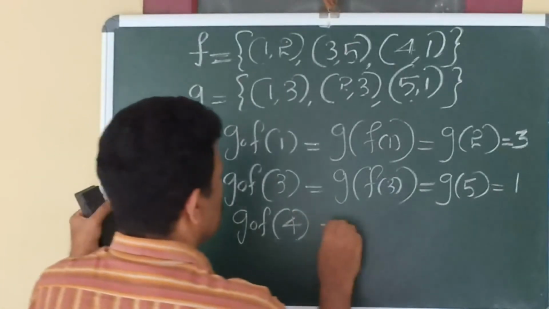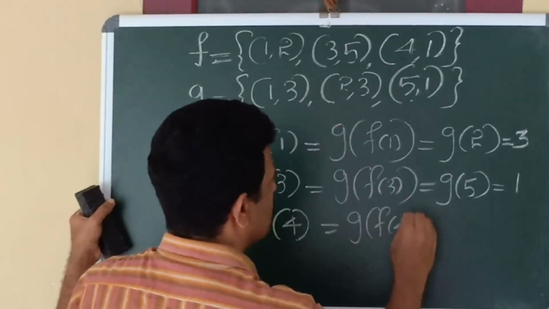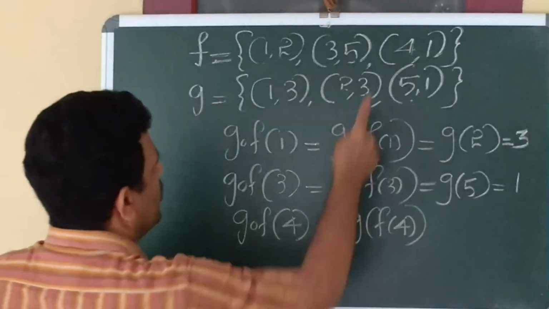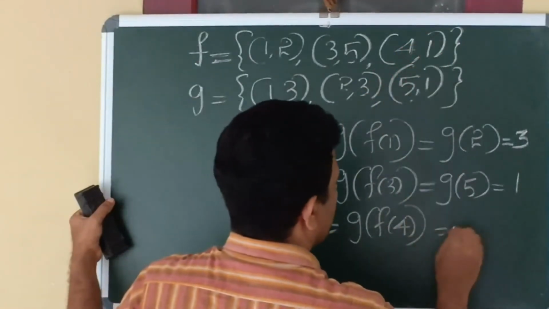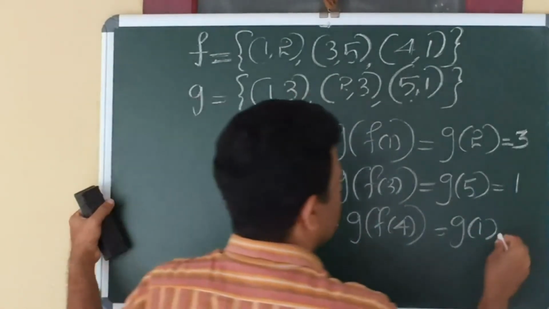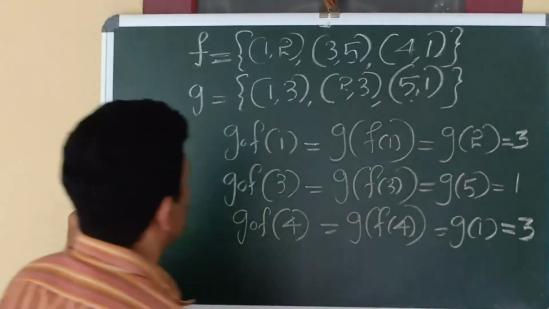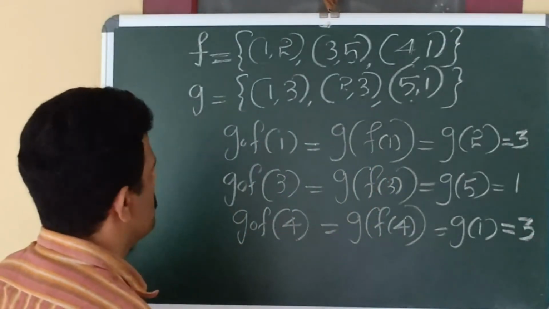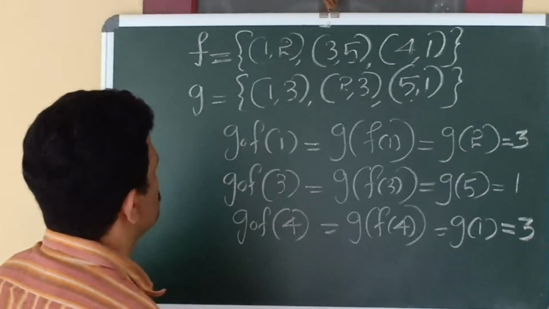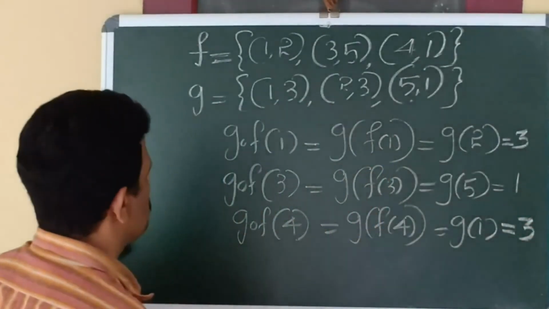equal to g of f of 4. That is, f of 4 is 1. That is g of 1. G of 1 equal to 3.